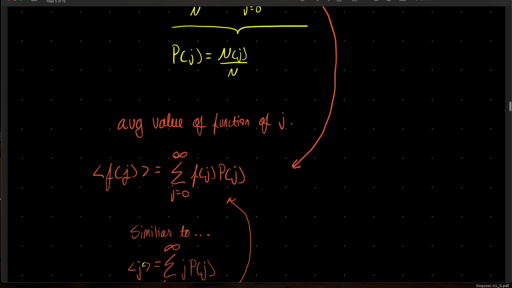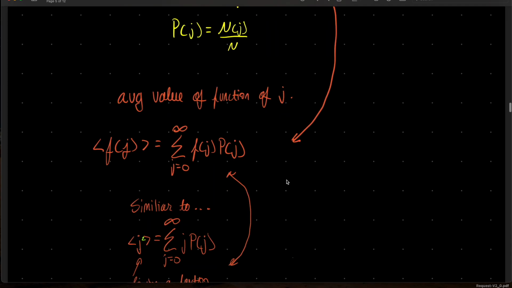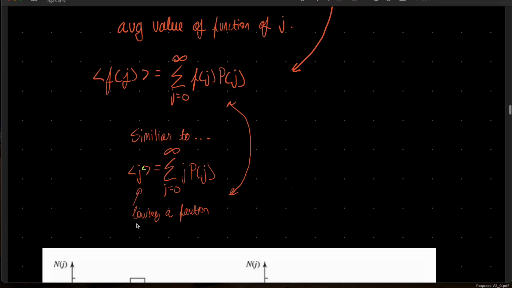And making the same analogy here, we can also say that the quote-unquote inner product of f of j is equal to the summation from 0 to infinity of f of j times P of j. As you can see here, it's low-key a function. That's the analogy that's getting me through this.